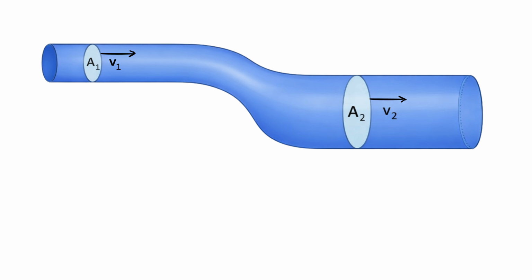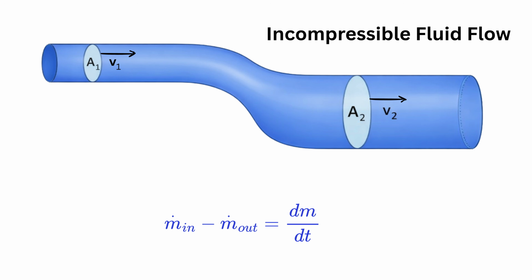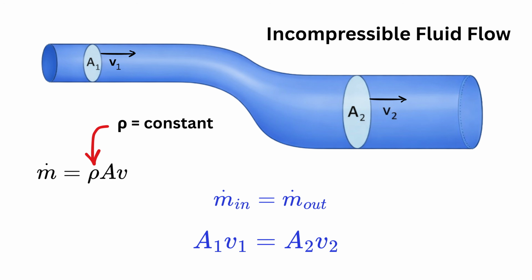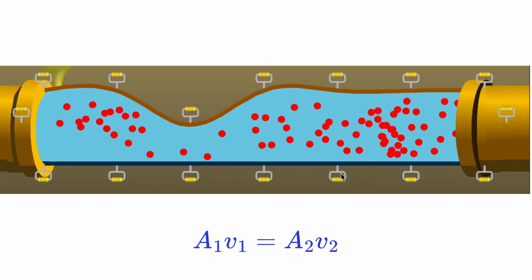Let us discuss one more interesting fact. For a fluid flowing through a pipe with varying cross-section area, in incompressible flow, density remains constant, so change of mass with time becomes 0, and thus mass flow rate in equals mass flow rate out at every section. Since mass flow rate is given by rho times A times V, and rho is constant, so we get A times V is constant, which means A1 times V1 equals A2 times V2, or if area decreases, velocity must increase, and vice versa.